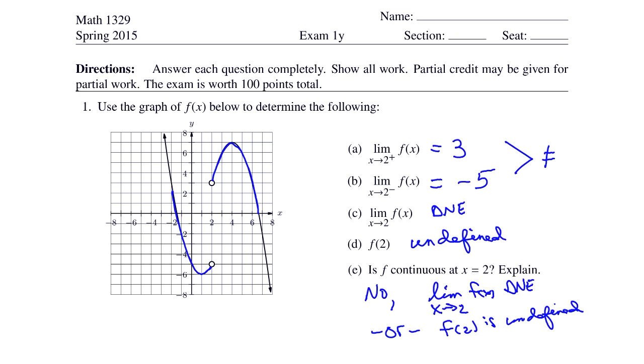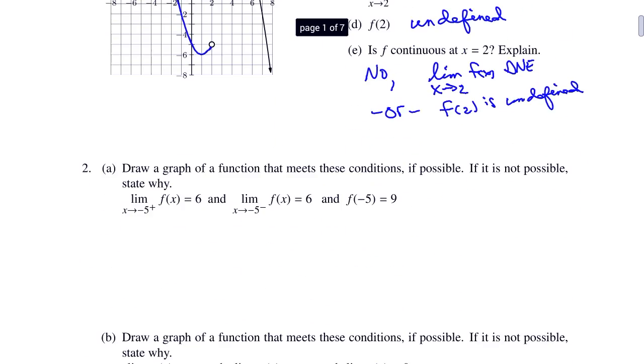Now I accept the answer that f of 2 does not exist, but technically you'll usually see that a function value is undefined and a limit does not exist. So try to make that distinction in the future.